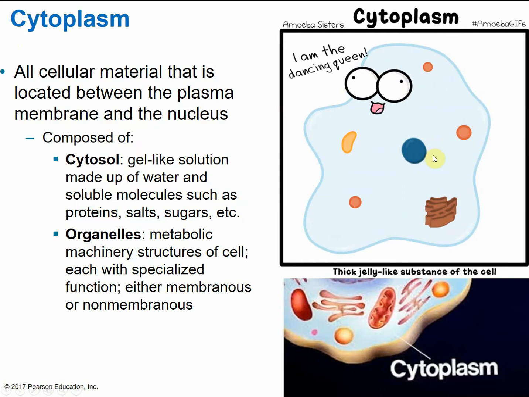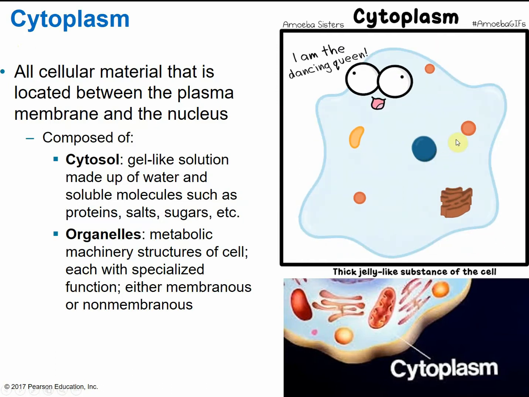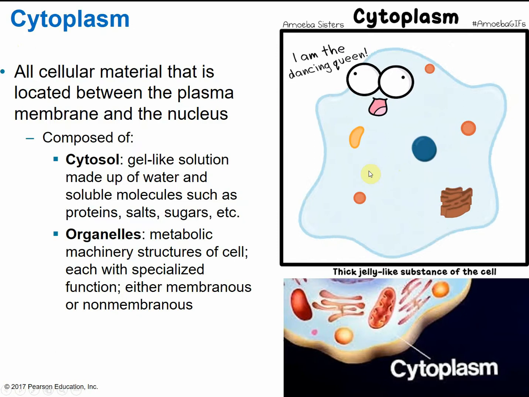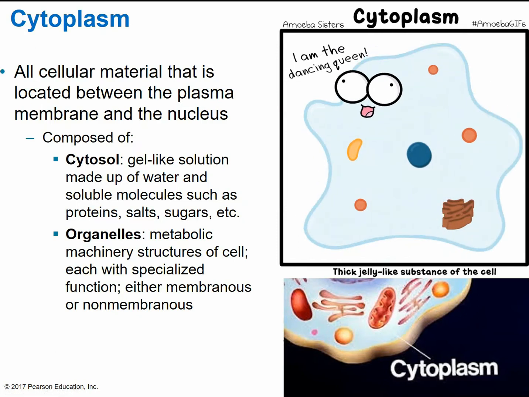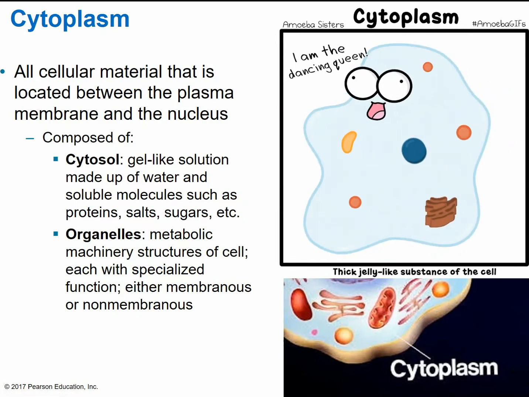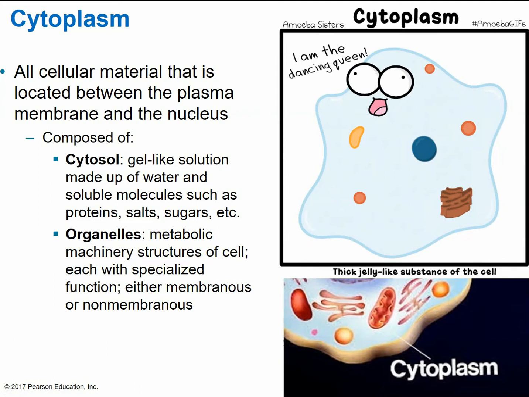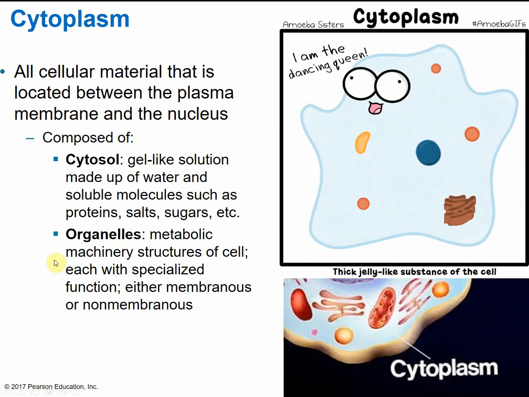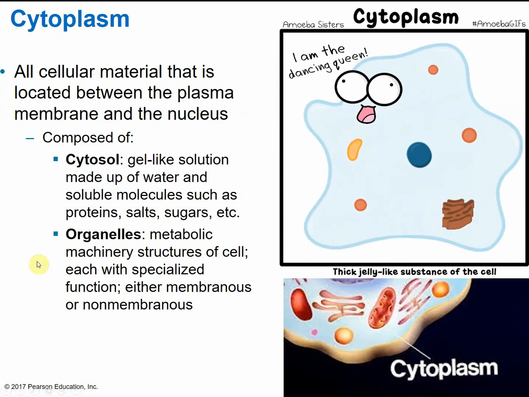So the cytoplasm is all of the cellular material that's between the membrane and the nucleus in the core of the cell. Within the cytoplasm, you'll find cytosol, which is the main fluid component, kind of the goo in the cell. It's made up of mostly water and then some soluble molecules and things like ions, proteins, salts, sugars.